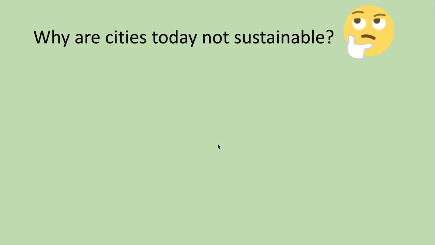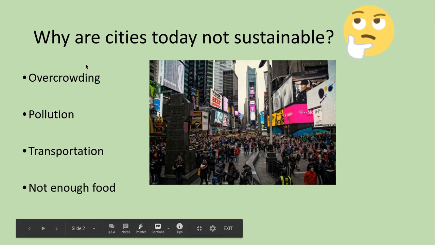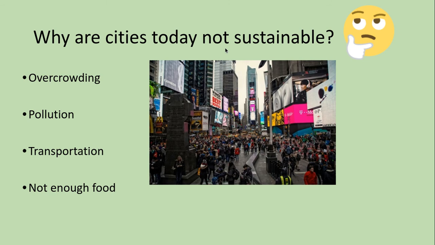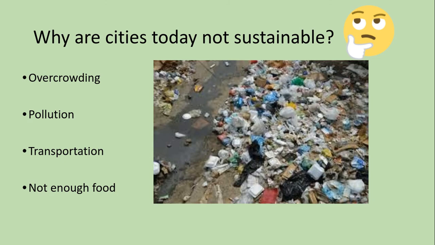So each slide starts off with a question. Why are cities today not sustainable? Why are cities not 100% sustainable today? All right. And you'll go through the slide. You'll hit the mouse to let yourself go through. There's 4 general reasons: overcrowding, pollution, transportation, and not enough food. All right, that's why cities today are not 100% sustainable. And then you'll go through some pictures. So the picture we have on the screen right now is for overcrowding. This is of Times Square. When coronavirus is done, and we're able to go back into the world, Times Square will look like this again. Okay, pollution. All this stuff makes it so that we are not sustainable.